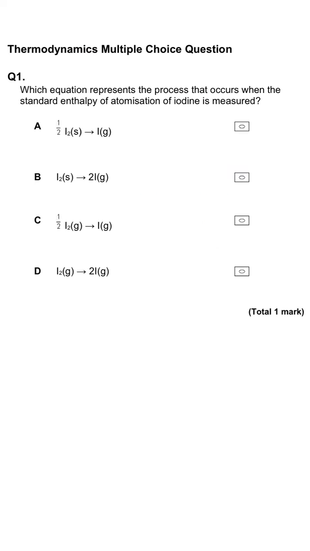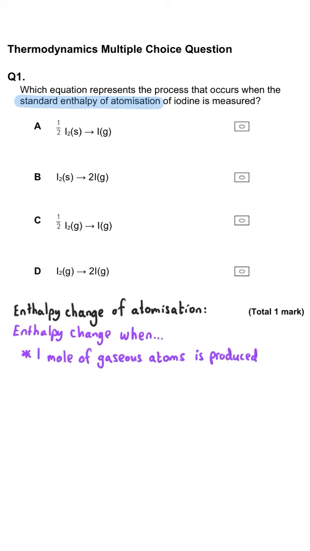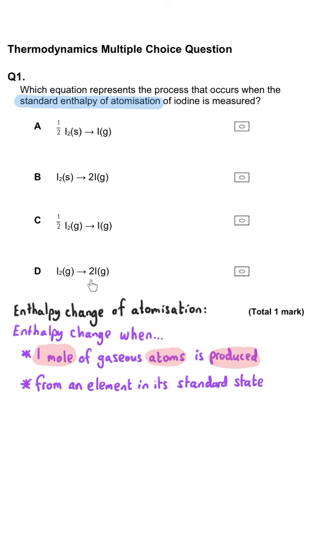Which equation represents the process that occurs when the standard enthalpy of atomization of iodine is measured? Well, firstly, the enthalpy change of atomization of an element is the enthalpy change when 1 mole of gaseous atoms is formed from an element in its standard state. So there's two parts to that definition that will help us pick the right answer. First of all, we're making 1 mole of gaseous atoms, and so that allows us to eliminate D and B because both of those produce 2 moles of gaseous atoms.